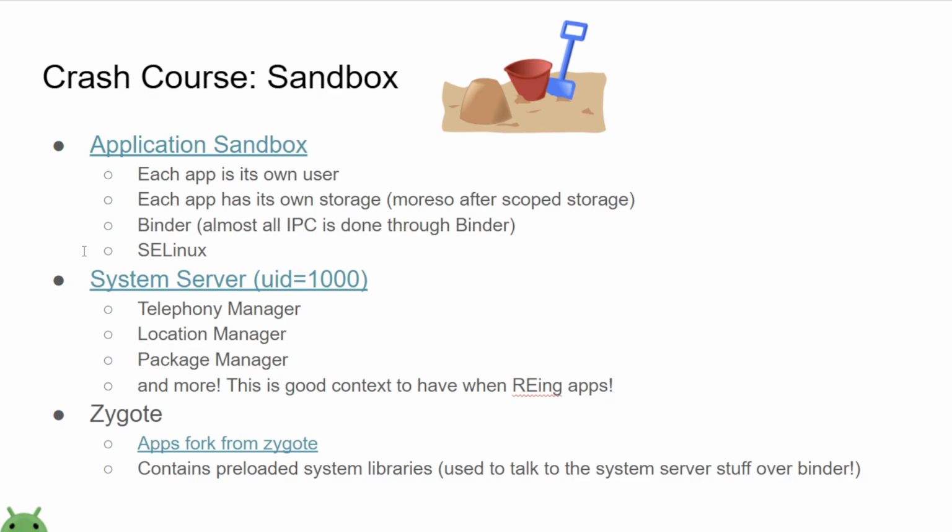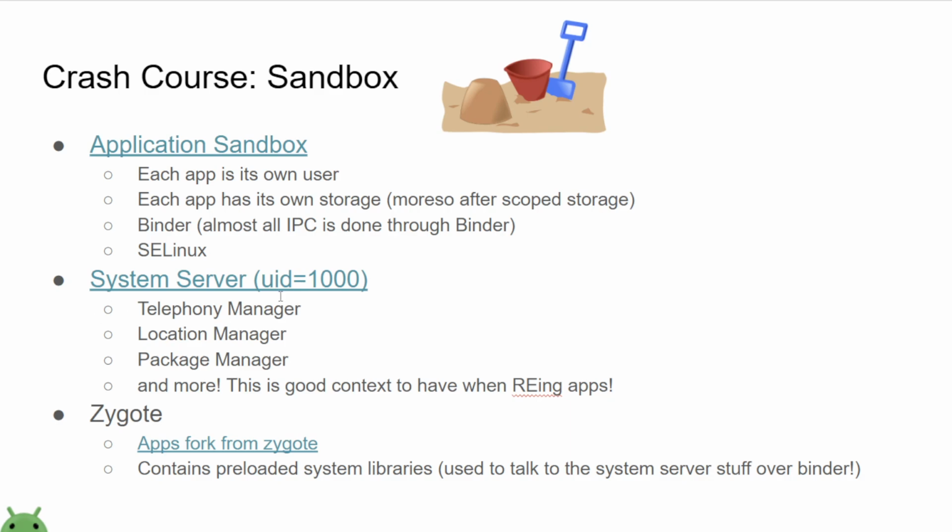The system server is a collection of services that run on UID 1000. You'll typically see that called "system" if you run ps -A. That will include things like the telephony manager, location manager, activity manager, and of course the package manager. There are so many services, far too many to list here, but if it's something you call by context.getSystemService, it's most likely going to be talking to something through the system server.